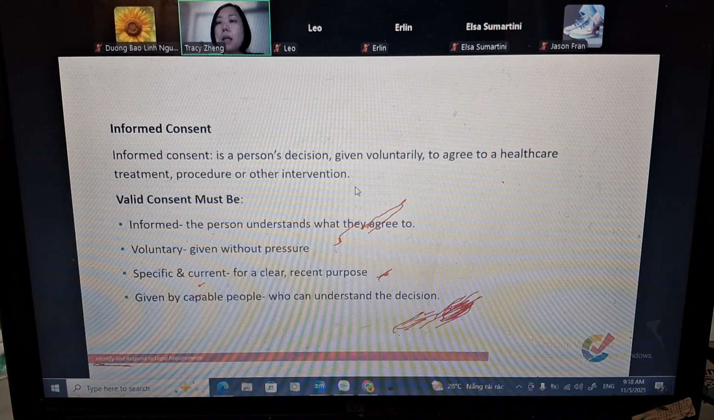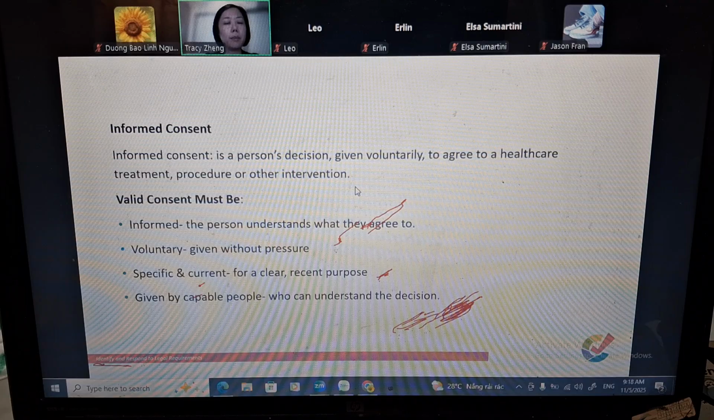Then our clients will, based on what you're telling them and what they're understanding, make the decision. Yes, I want to go ahead with the blood test. No, I don't want to have this blood test because of this and that. So that is informed consent.